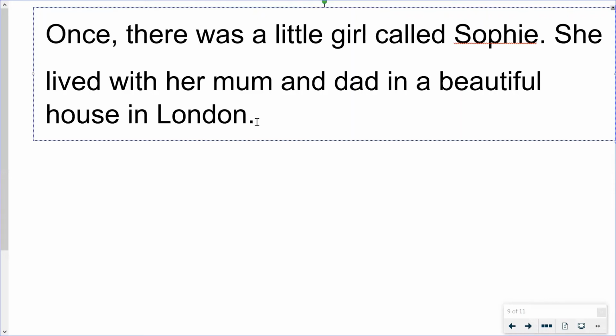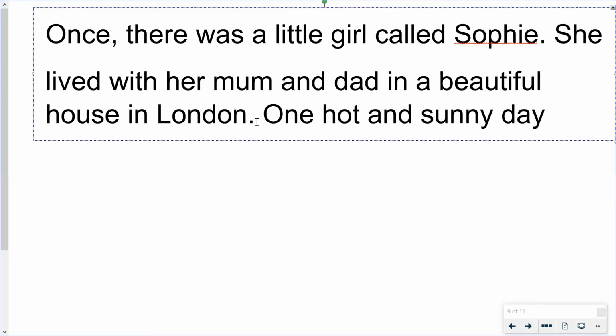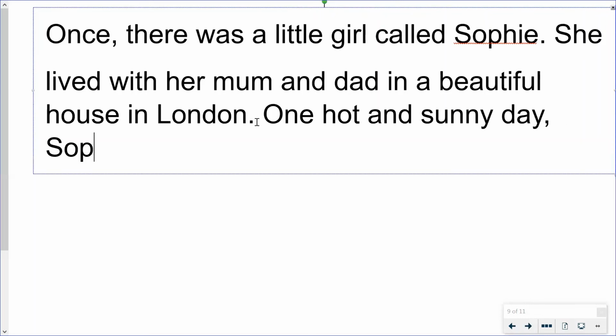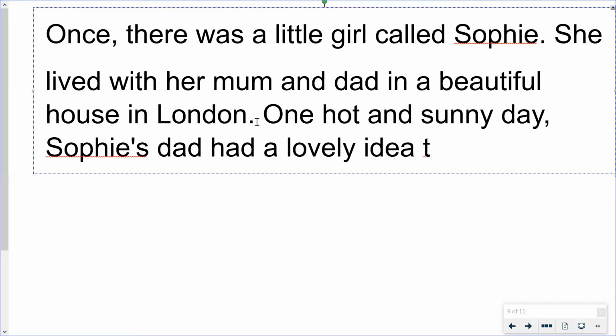Then I'm going to start writing my next sentence, which says, one hot and sunny day, Sophie's dad had a lovely idea to visit the seaside. Now, when I start my sentence again, what do I need? Good job, I need a capital letter. So one hot, see, I forgot my words. One hot and sunny day, Sophie's dad had a lovely idea to visit the seaside.